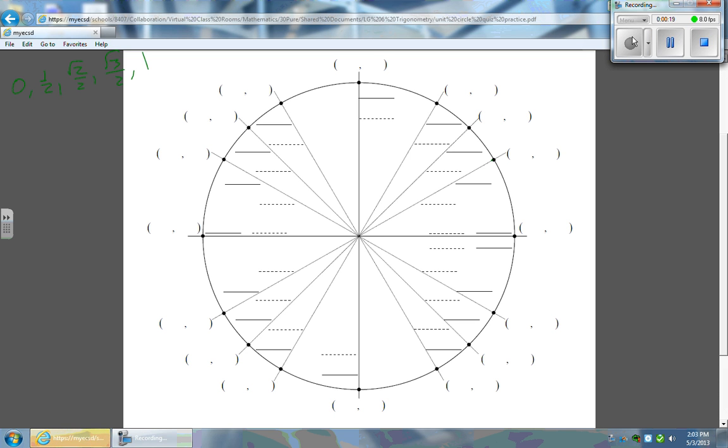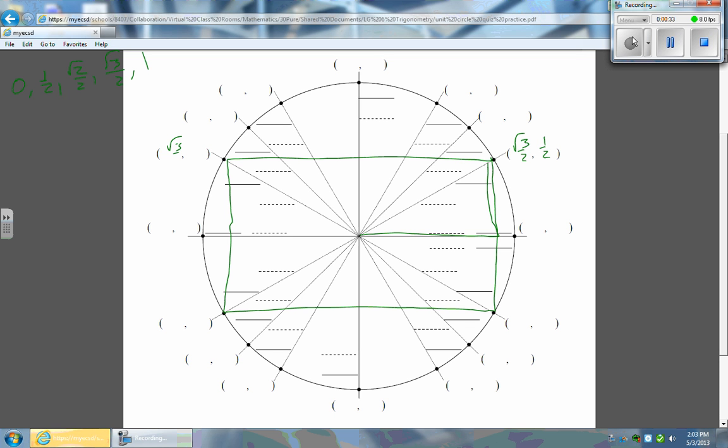Here's your first box. There, to there, to there, to there, to there. And each one of these, remember, is long and then short. So this is root 3 over 2, 1/2. So over here, root 3 over 2, 1/2. Over here, root 3 over 2, 1/2. And there's root 3 over 2, 1/2.